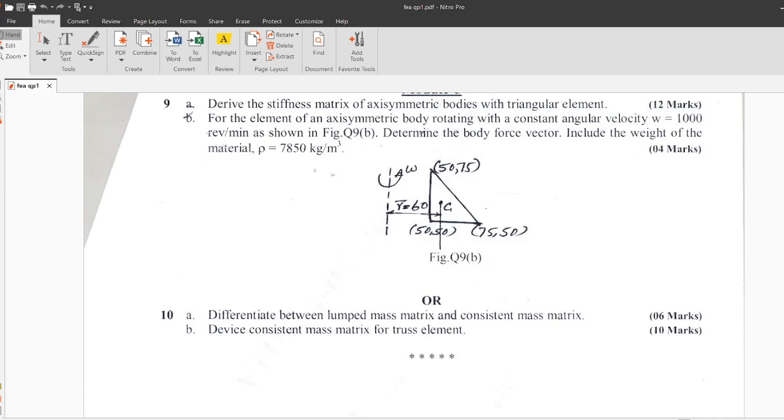You take it here itself. Better. See, the problem is 4 marks. But what is the derivation they have given in this question paper? Stiffness matrix of axisymmetric body. See the marks, how much they have given? 12 marks. Highest.